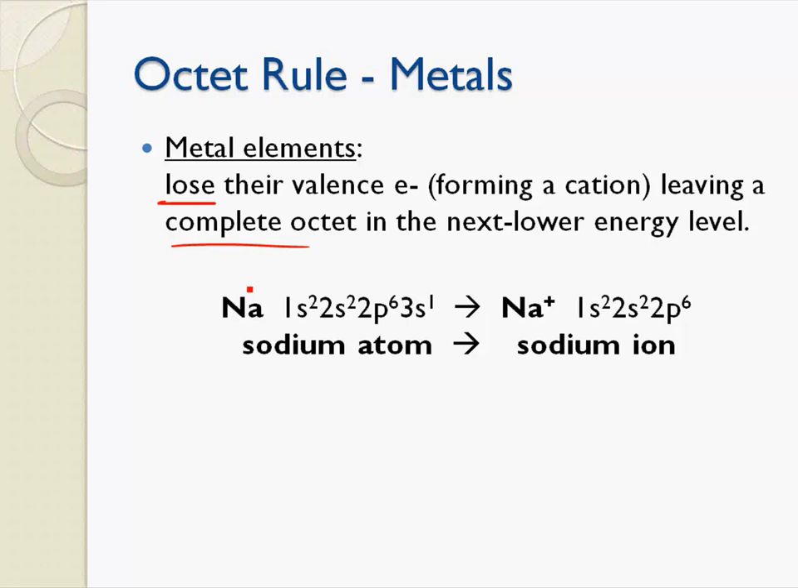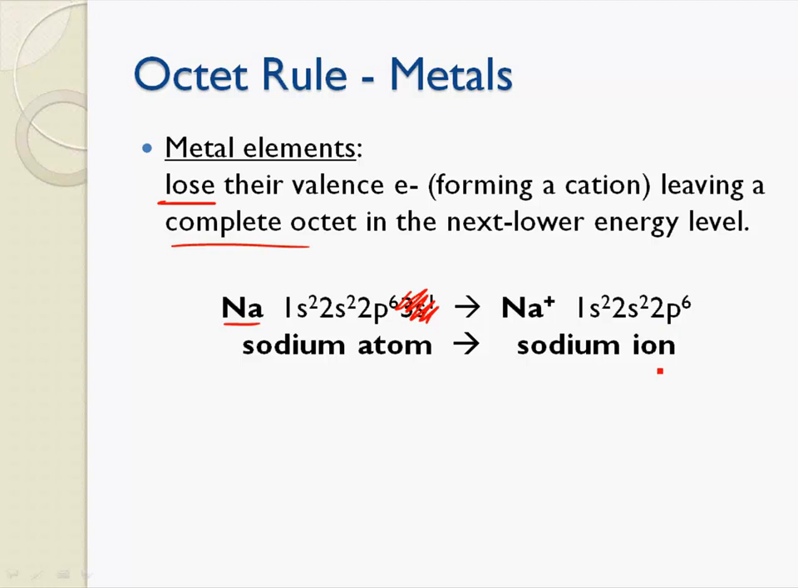All right? The electron configuration of sodium is shown here, 1s2, 2s2, 2p6, 3s1. And what happens when sodium loses its electron? You get rid of this last one here, right? And then you end up with sodium plus 2s2, 2p6, all right?